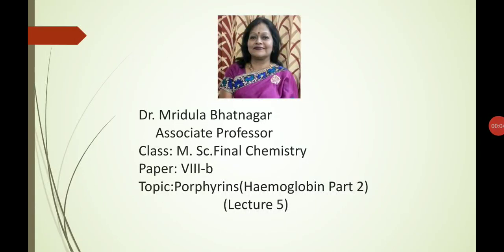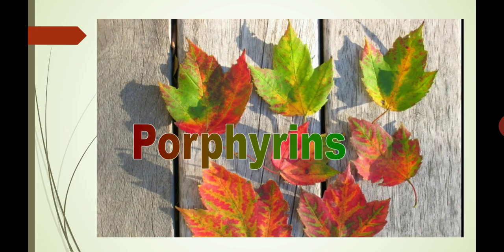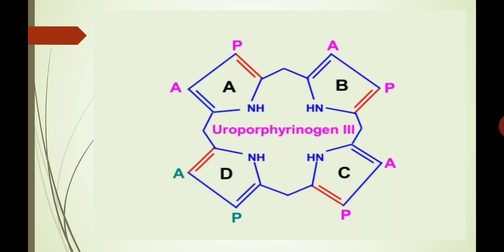In this lecture on porphyrins, I'll discuss the structure of hemoglobin. And in my previous lecture, I had told you about the basic introductory part of the heme group and the different kinds of porphyrins. For example, I'll have a quick recap of that.